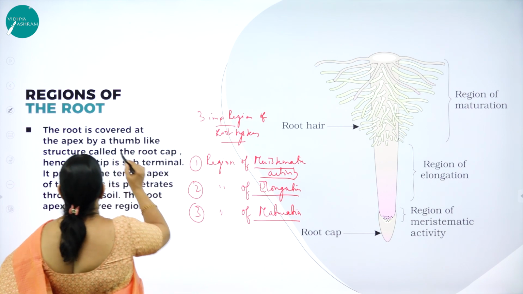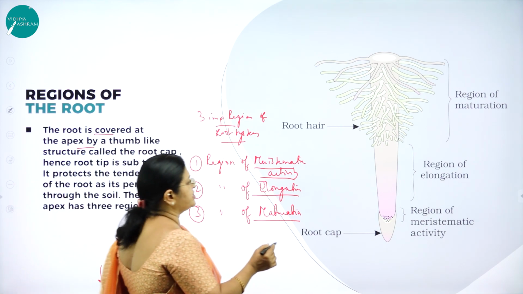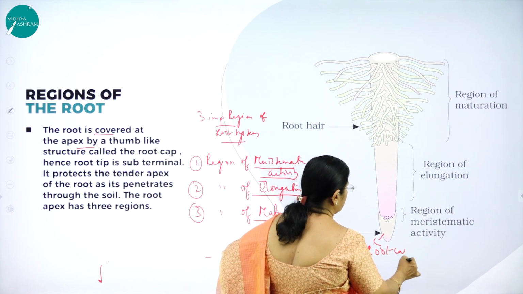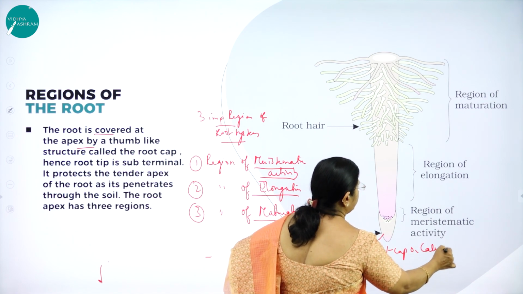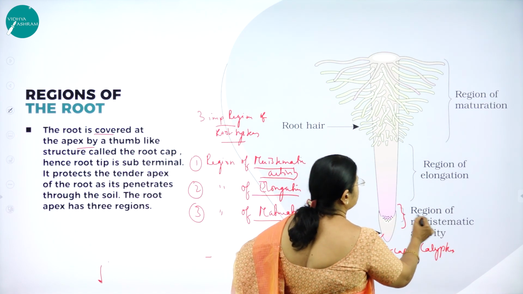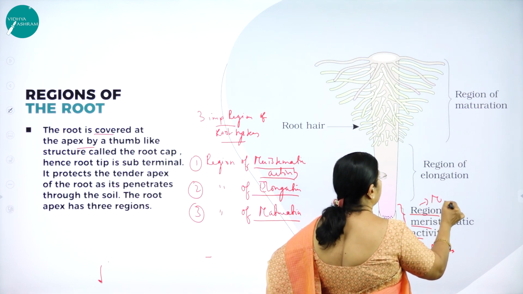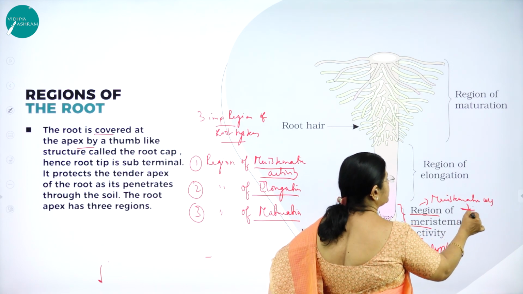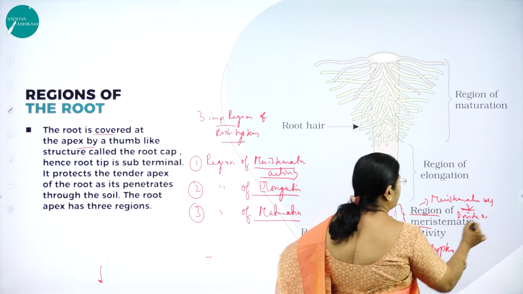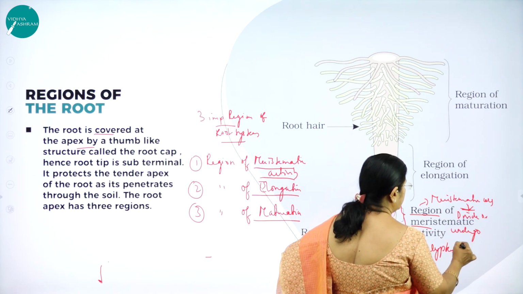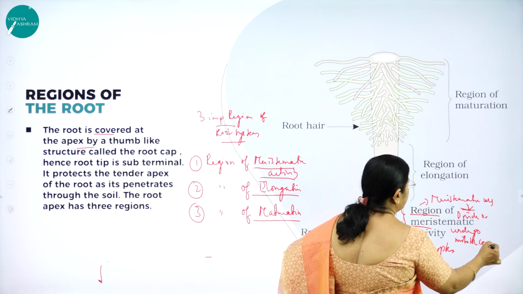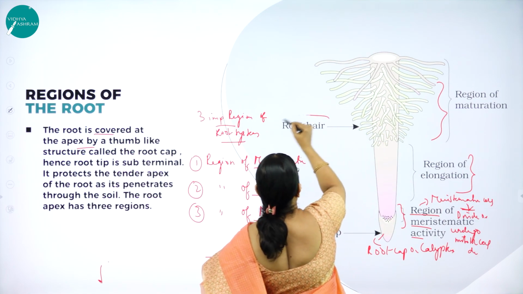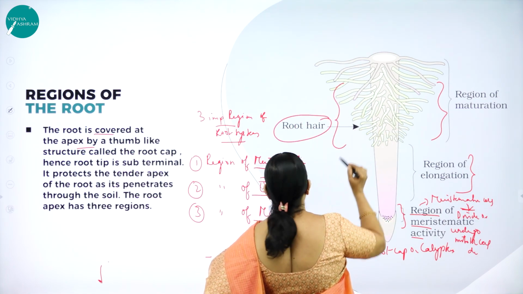So the root is covered by the apex. Here you can see the root is covered by a thumb-like structure called root cap, which is also called as calyptra. And here you can see this is a region of meristematic cells. What is a very important job of these meristematic cells? To divide or undergo mitotic cell division. Here this is called region of elongation, and you can see more of root hairs. This part is called as region of maturation.